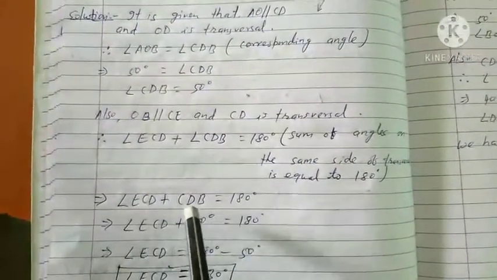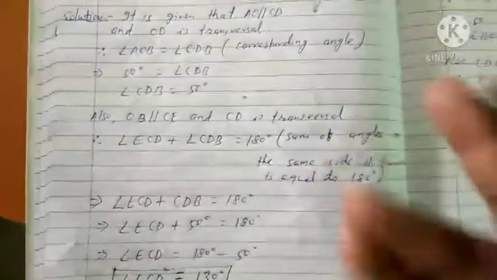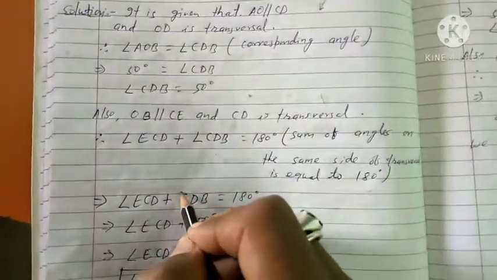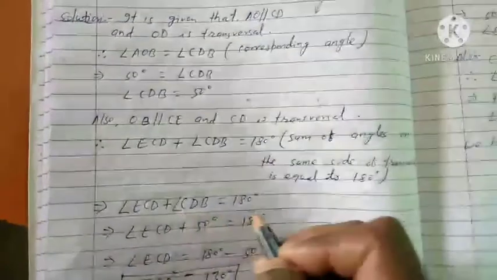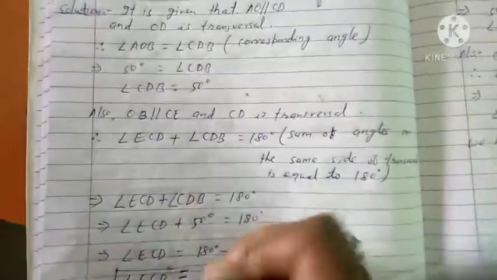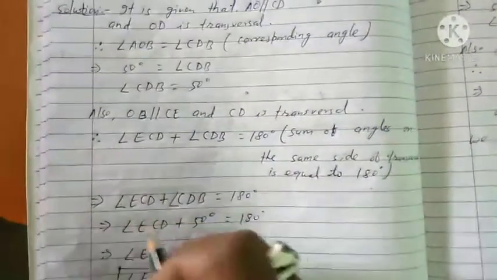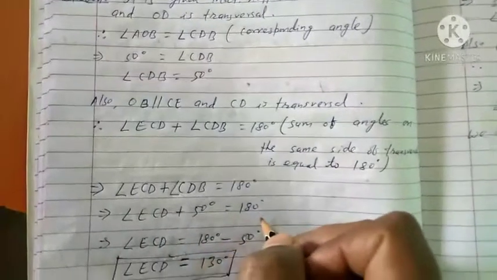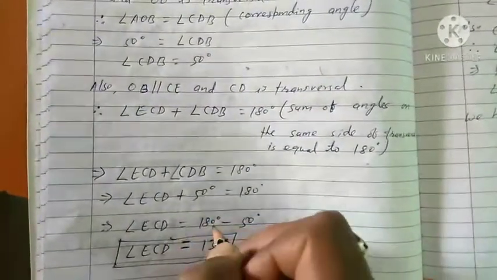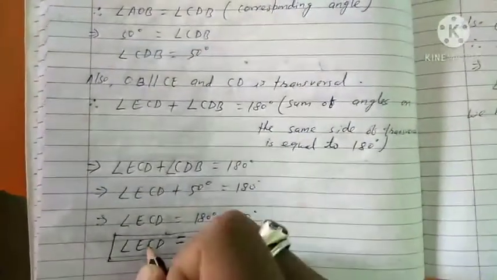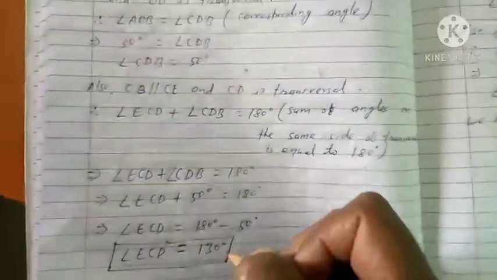Therefore, angle ECD plus angle CDB is equal to 180 degrees. The value of CDB is 50 degrees. Angle ECD plus 50 degrees is equal to 180 degrees. Angle ECD is equal to 180 degrees minus 50 degrees. Therefore, angle ECD is equal to 130 degrees.